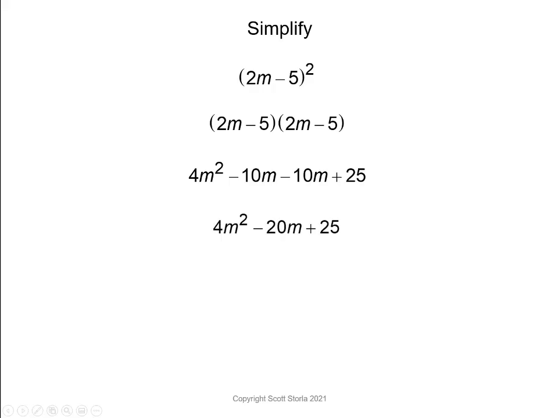Here's another. Please be careful with that subtraction. When we multiply two factors of the base this time, we'll get a 4m squared minus 10m minus 10m and then plus 25. When we collect like terms, this simplifies to 4m squared minus 20m plus 25.